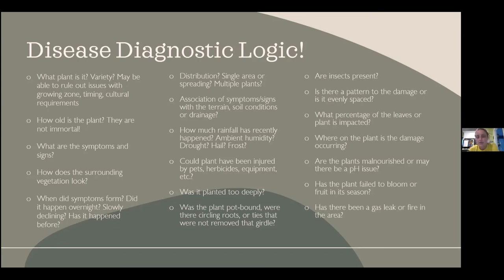Did the plant fail to bloom or fruit in its season? Often when plants are diseased or stressed, they'll flower out of season. I saw that a lot after both hurricanes. Or they'll form fruit out of season as kind of like a last ditch effort to get their genes out there and save themselves. That can point towards disease. Has there been a gas leak or a fire in the area? Seen that a couple of times too, where plants may present symptoms of disease, but it's actually a stress response or they got burned or singed by fire. So these are some really good questions to ask when you're trying to get to the bottom of, do I have a disease? How do I manage it? Or is there maybe something else going on?